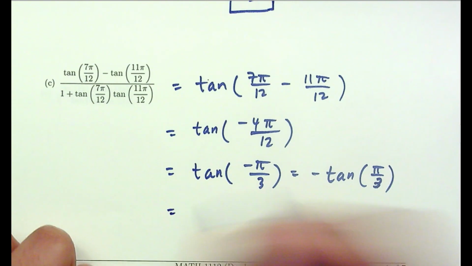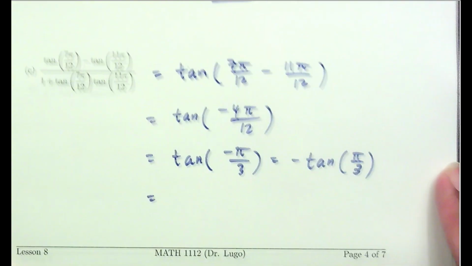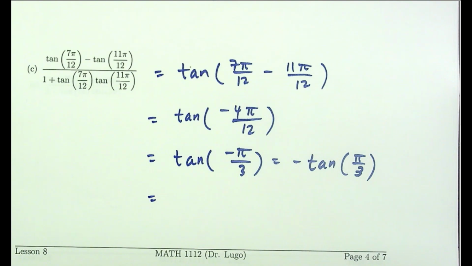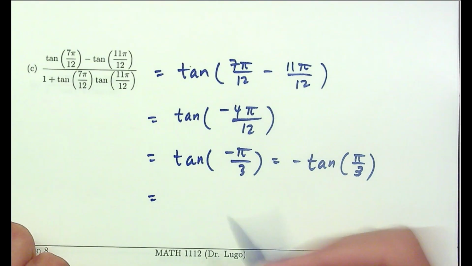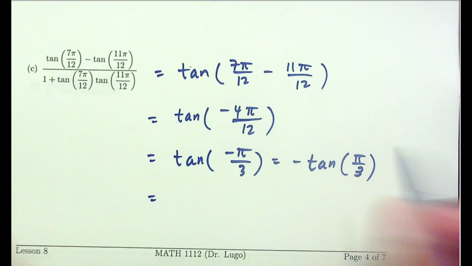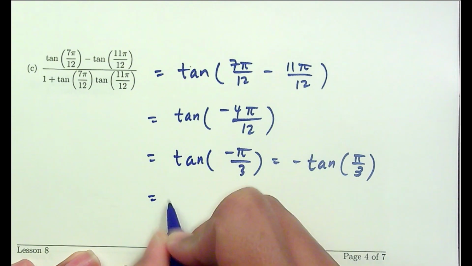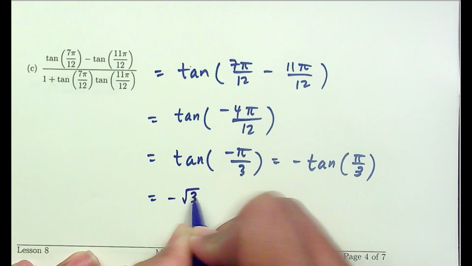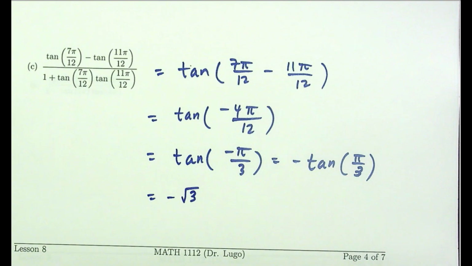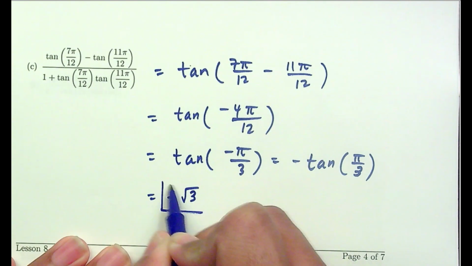And now that's a special angle whose value we know off the top of our heads because we memorized it, or because you can figure it out real quickly by writing tangent as sine over cosine. Sine of pi over 3 is square root of 3 over 2. Cosine of pi over 3 is a half, and simplifying that, either way, you're going to get square root of 3. Tangent of 60 degrees is square root of 3. So, we're done.